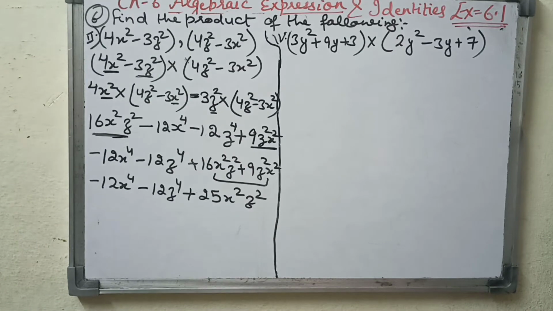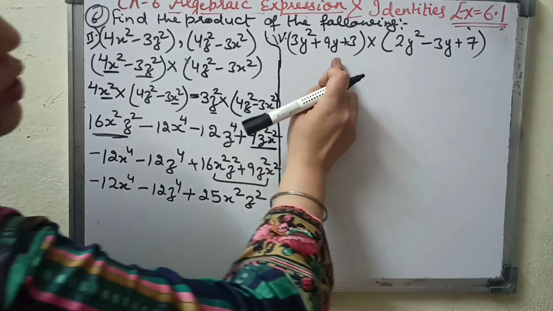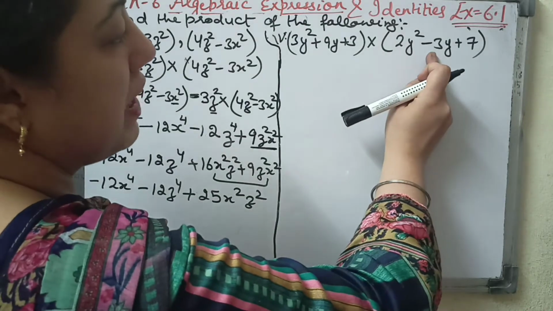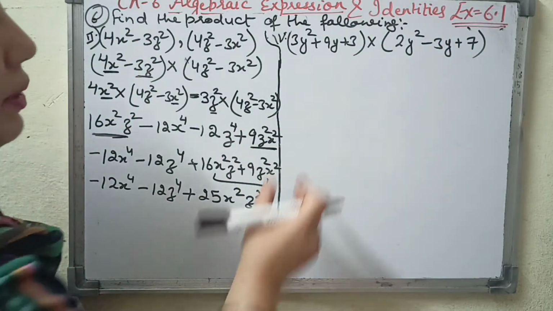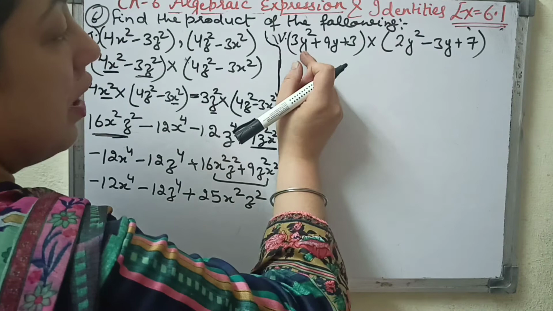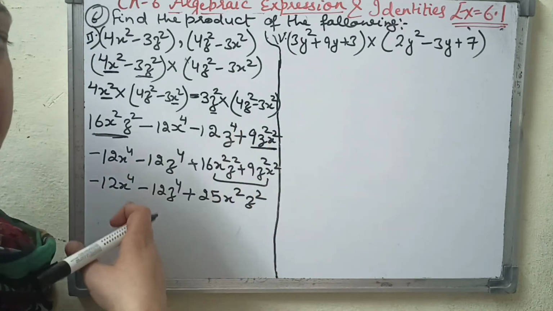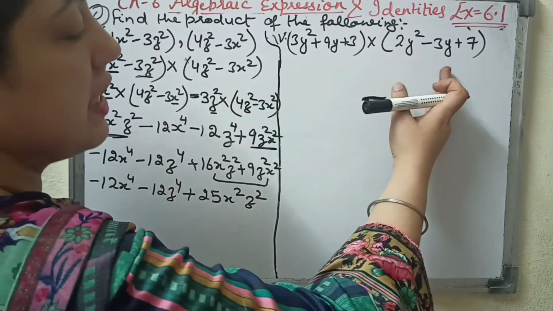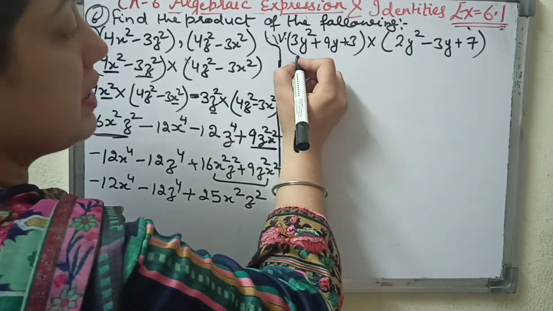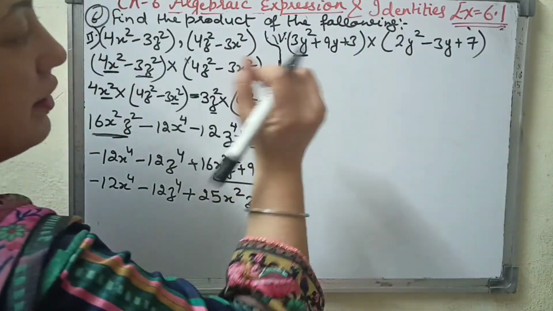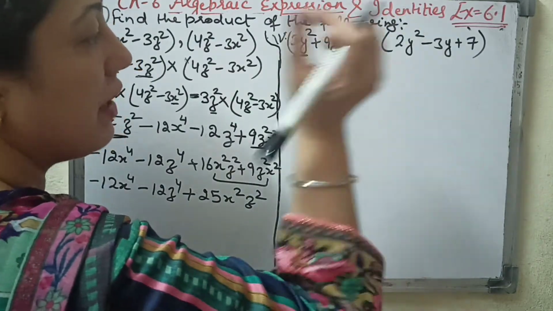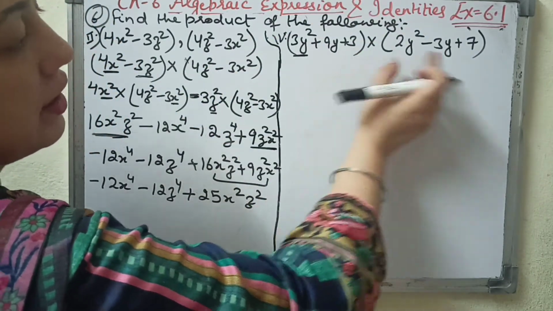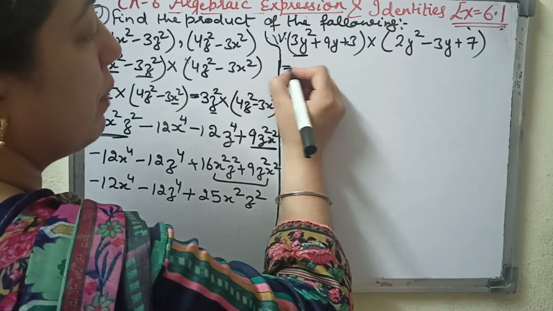Fourth part is (3y² + 9y + 3) multiplied with (2y² − 3y + 7). But these are trinomials. Now again we have to follow the same procedure as in the case of binomials. We have to multiply the first term with the whole bracket. Then we have to take the second term, multiply with the whole bracket. Then we have to take the third term, multiply with the whole bracket.